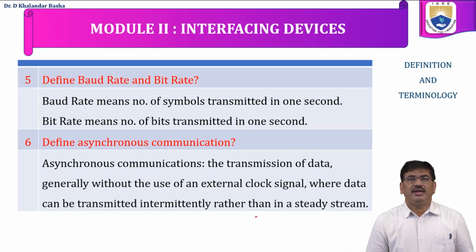Next, define asynchronous communication. We have two types of communication, synchronous and asynchronous. Now we will see what is asynchronous communication. In asynchronous communication, data is transmitted generally without the use of an external clock signal, where the data can be transmitted intermittently rather than in a steady stream. So the arrival time of the data is unknown in asynchronous communication.